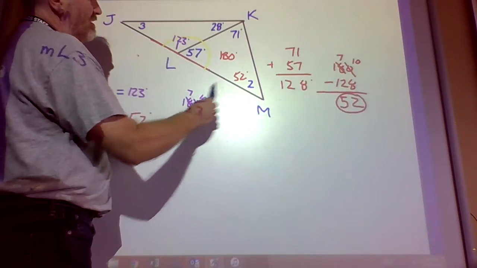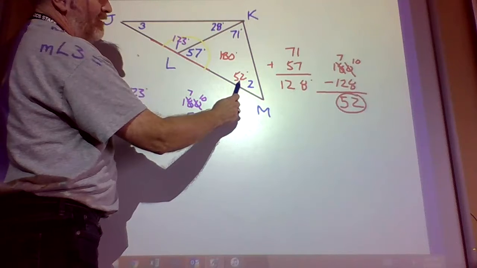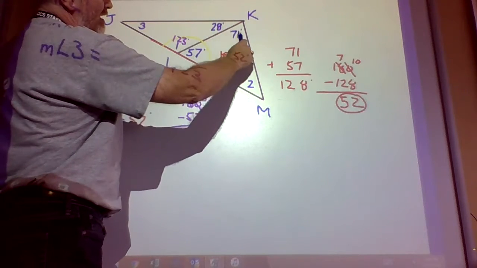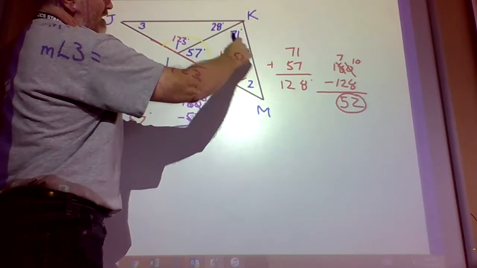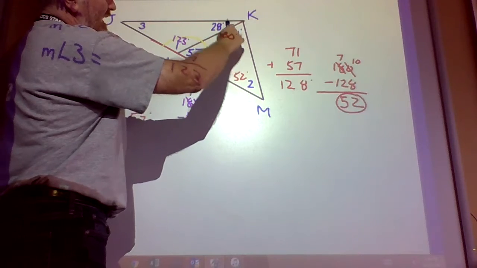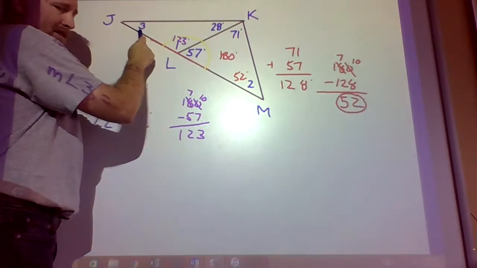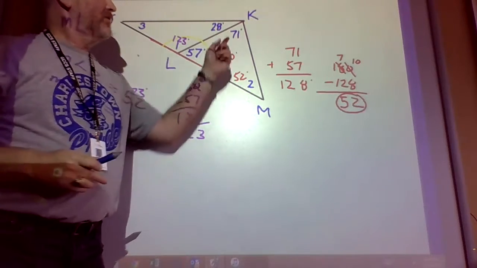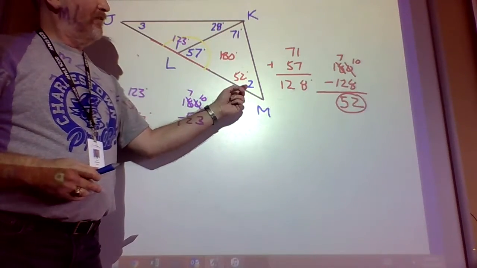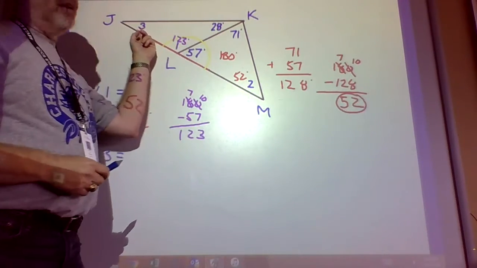But you could say, hey, the overall triangle has a 52 down here, and then here at K, the 28 and the 71, that would make 99. Woo! If you wanted to use that. And then 3. So that's one way you can do it. You can do the 99, woo, and the 52, and him make 180.